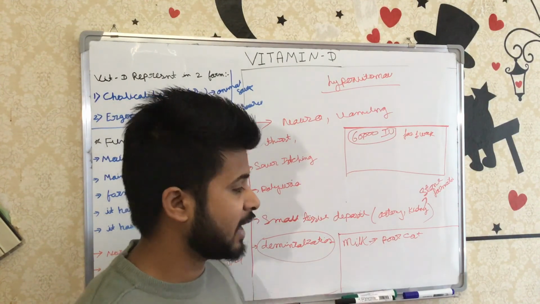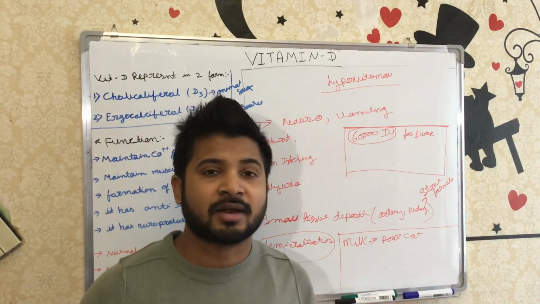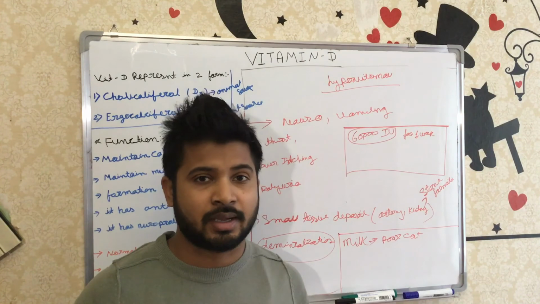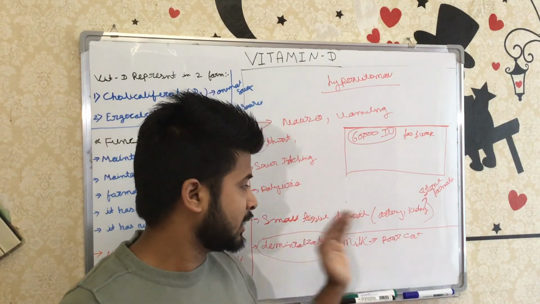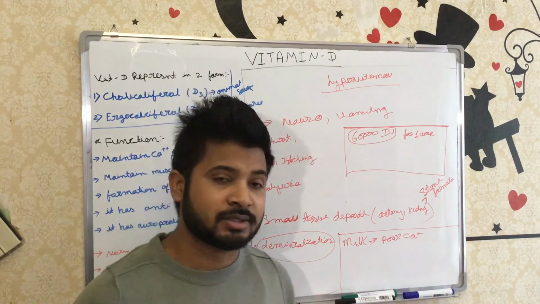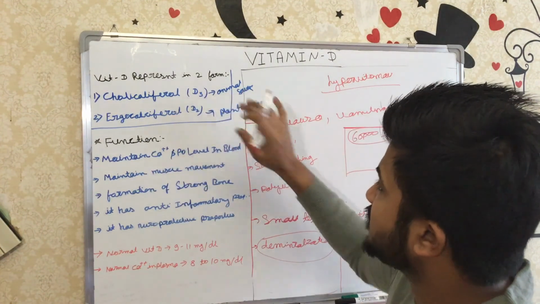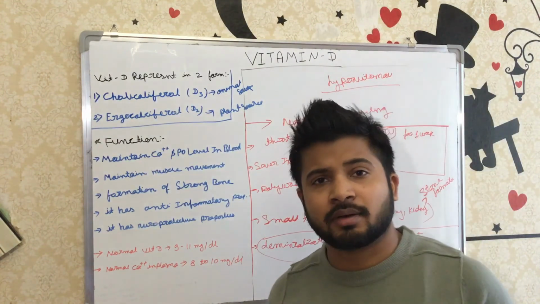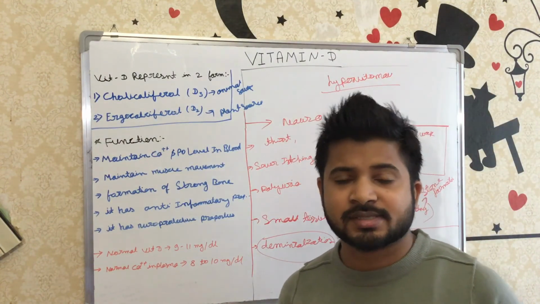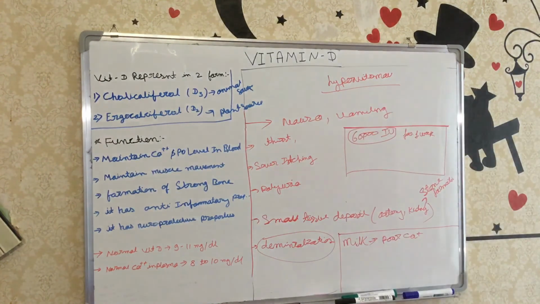That's why the baby should be exposed to ultraviolet rays, kept in the morning sunlight every day, and given another supplement of vitamin D along with the calcium, along with the milk. So the first source is animal sources like liver, cod liver oil, fish, and very rich in egg yolk, that is the yellow part of the egg.